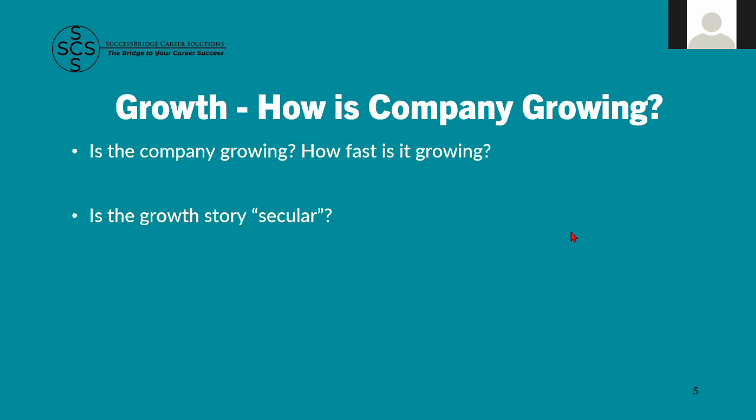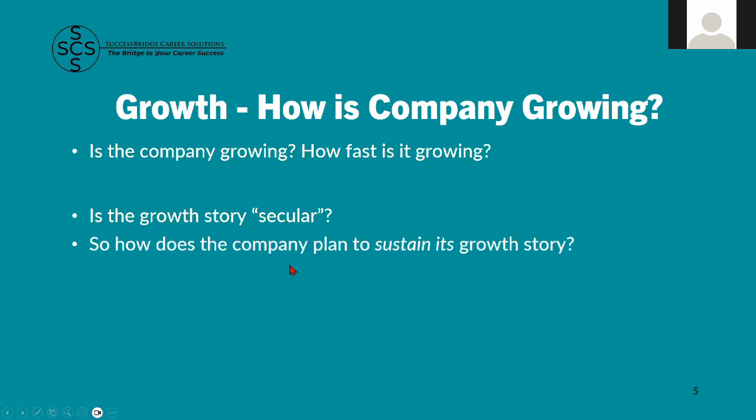But does a company also grow when times are bad? If a company is able to do that, then it's a really good candidate to be in our portfolio. And so, how does the company plan to sustain its growth story? Is it just a flash in the pan, or does the company have a good strategy and a good execution capability that it is able to sustain its growth story?